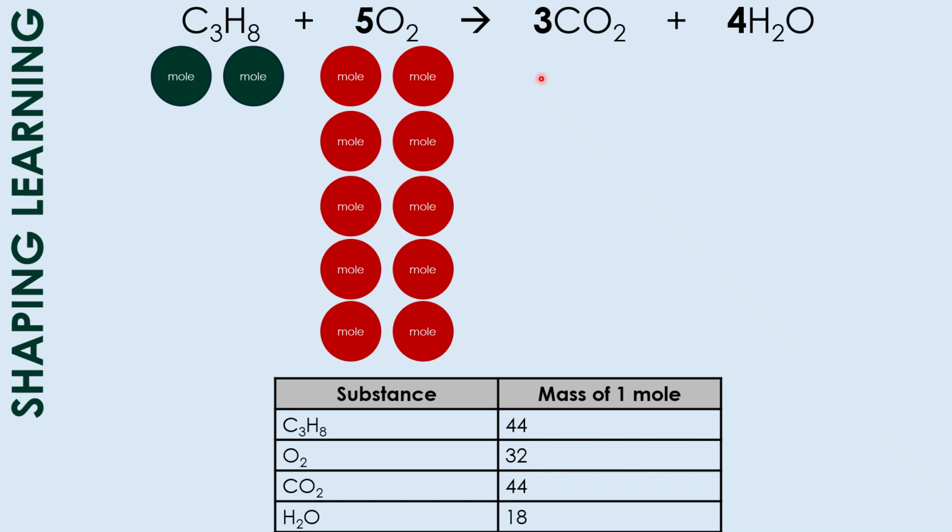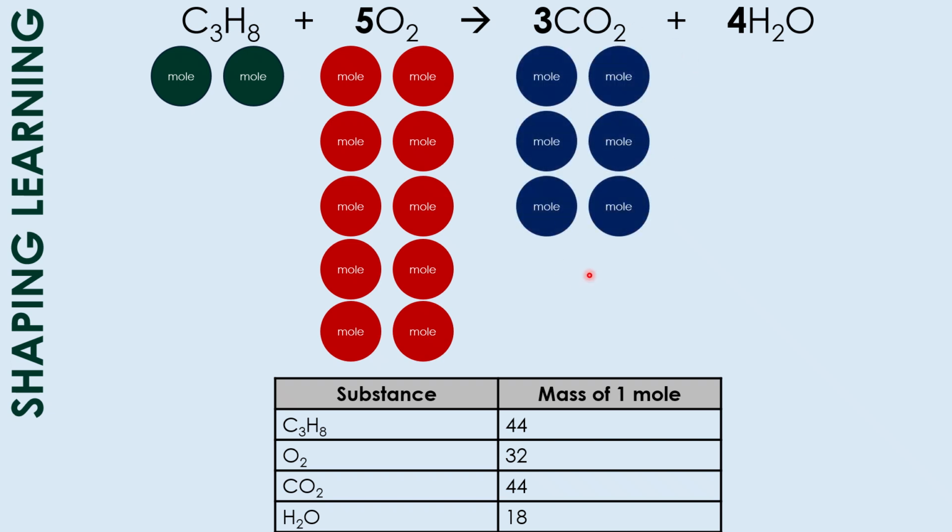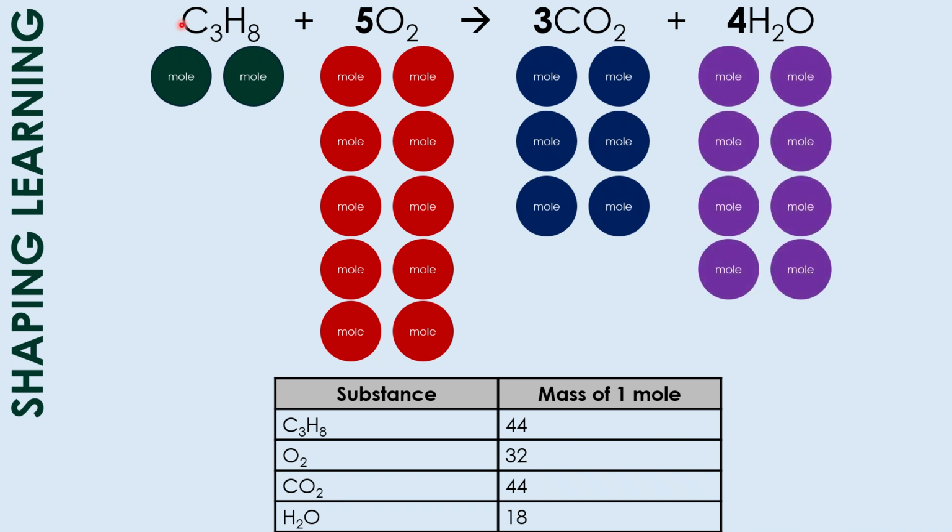And that's going to make 2 lots of 3 moles of carbon dioxide, so 6 moles of carbon dioxide. And I'm going to make 2 lots of 4 moles of water, so 8 moles of water. So this ratio of 1 to 5 to 3 to 4 becomes, if I start with 2 moles of propane, 2 to 10 to 6 to 8.